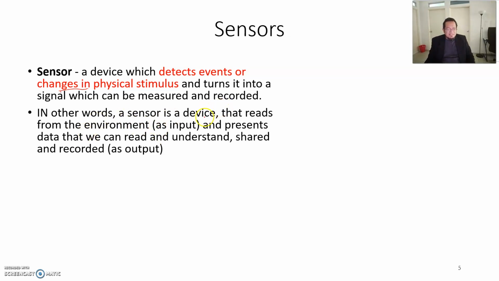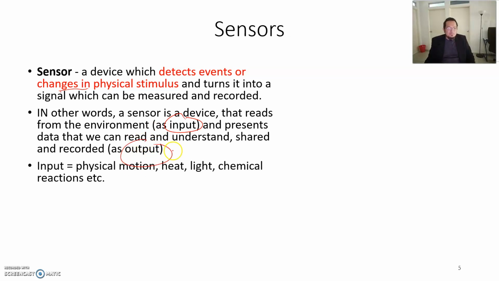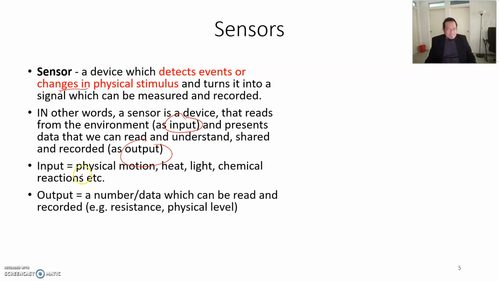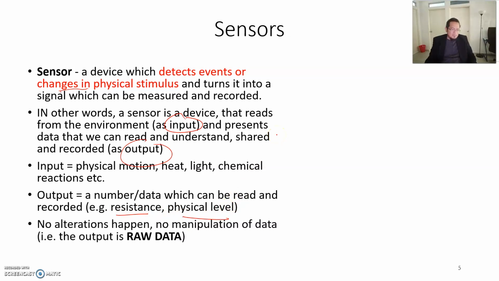You can also define a sensor this way. It's a device that reads from the environment as input and presents the data that we can read and understand, or share and record, as output. Okay. So basically the input can be, for example, any physical motion or movement, heat, light, chemical reactions, and so on and so forth. Okay, and the output of a sensor can be a number or the data or any physical thing that we can see, for example, resistance or physical level. Okay, so no alteration happens. Basically, a sensor is a raw device that gets an input and turns it into an output.